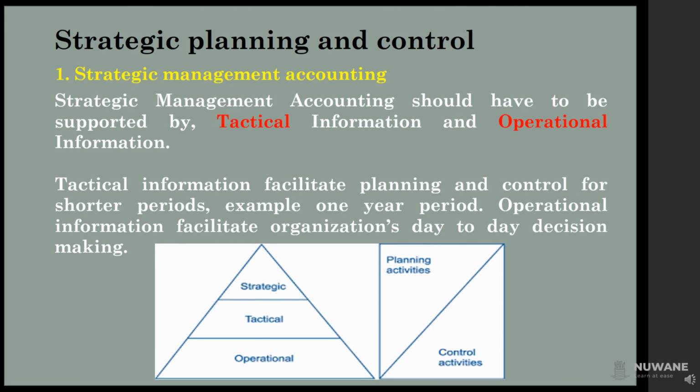You can see in this picture, as the levels go up from bottom to top, the area of control activities reduces and the area of planning activities increases. And there are 3 levels: operational, tactical, and strategic. Under operational, we are talking about day-to-day operational information. Under the tactical level, we are talking about medium-term decision making. And under the strategic level, we concentrate on forward-looking, external, and non-financial information.